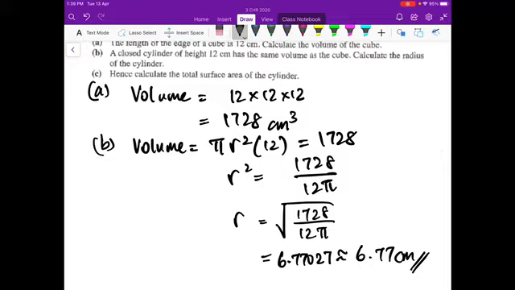I'm writing a bit fast, but the steps you all learned already. Volume of a cylinder is pi r squared times the perpendicular height. It's just a prism: base area times the perpendicular height gives the volume.